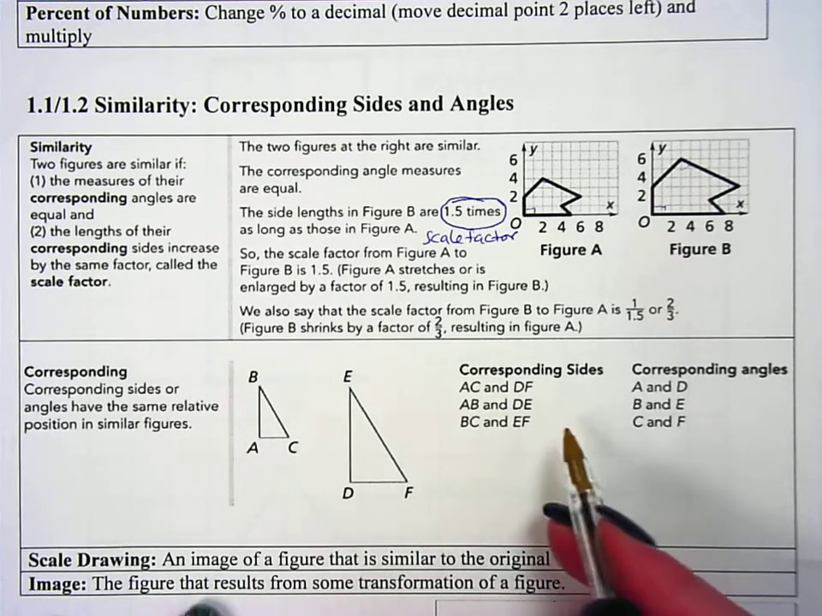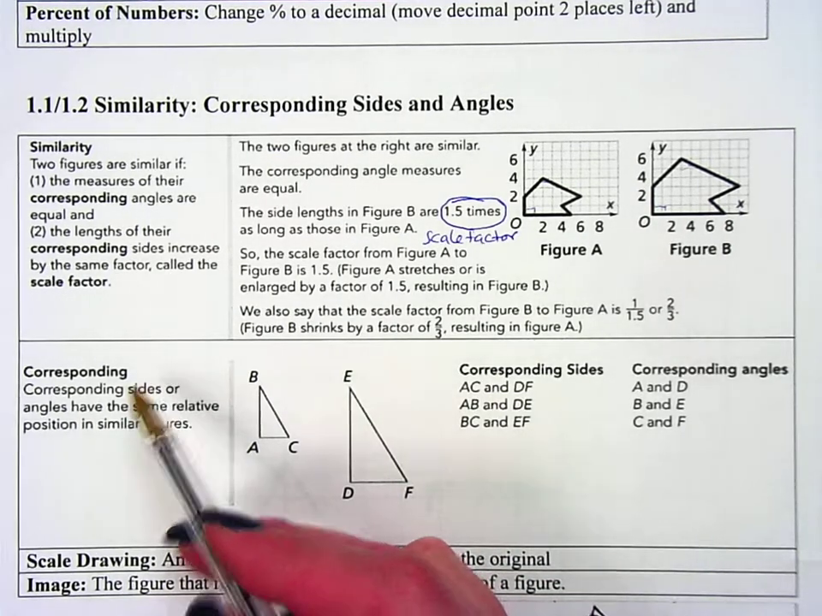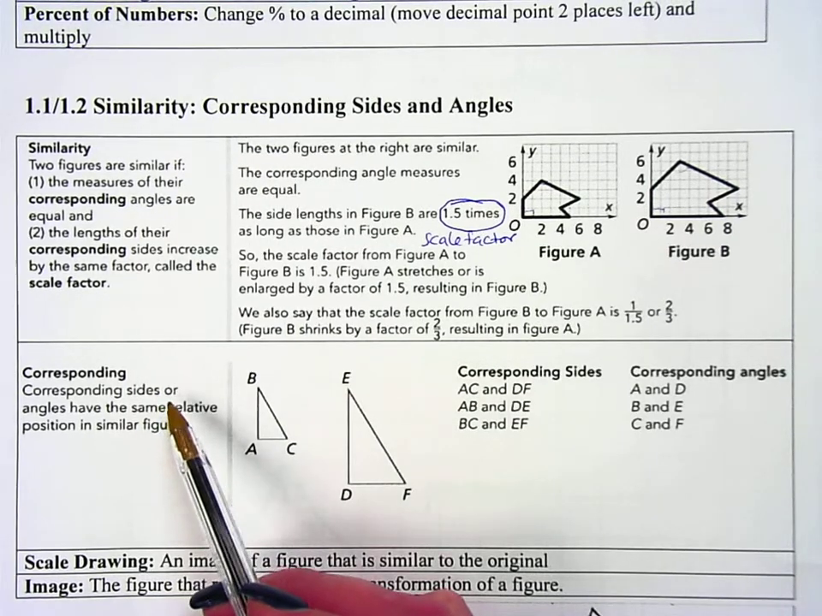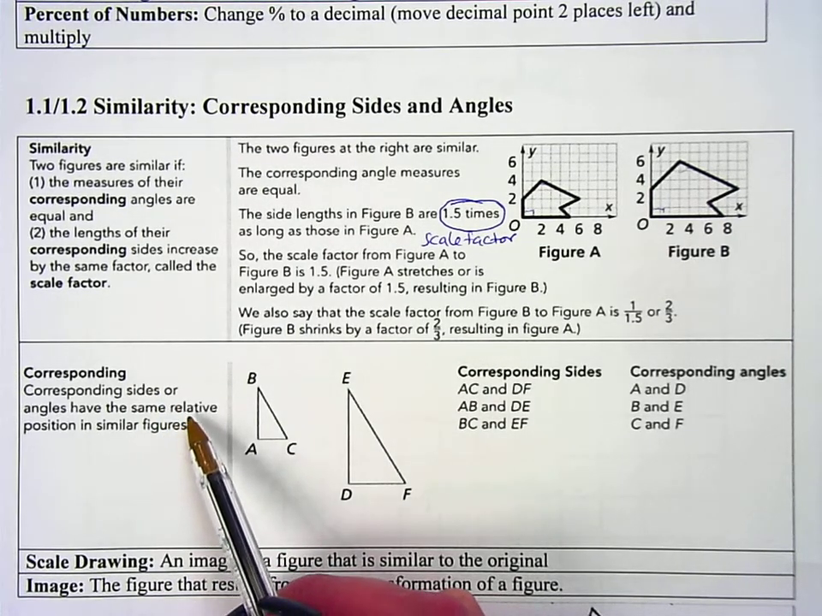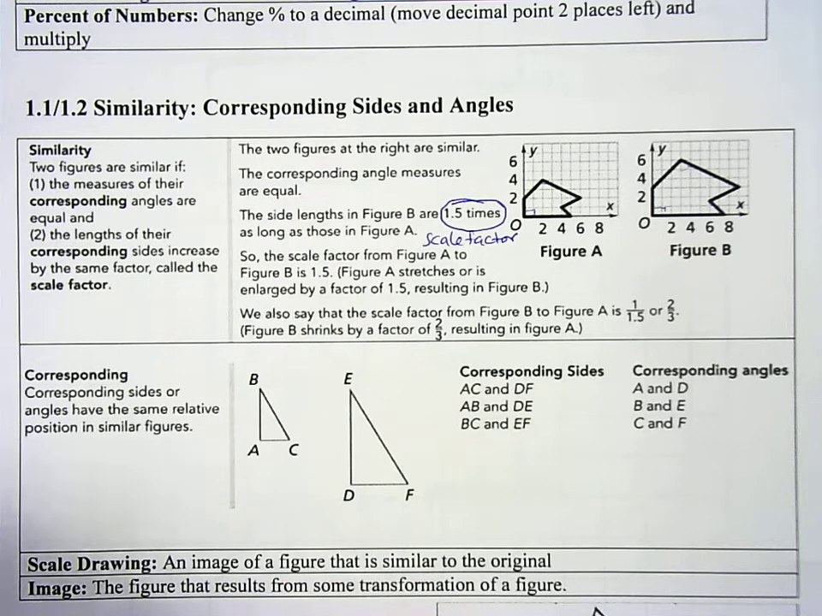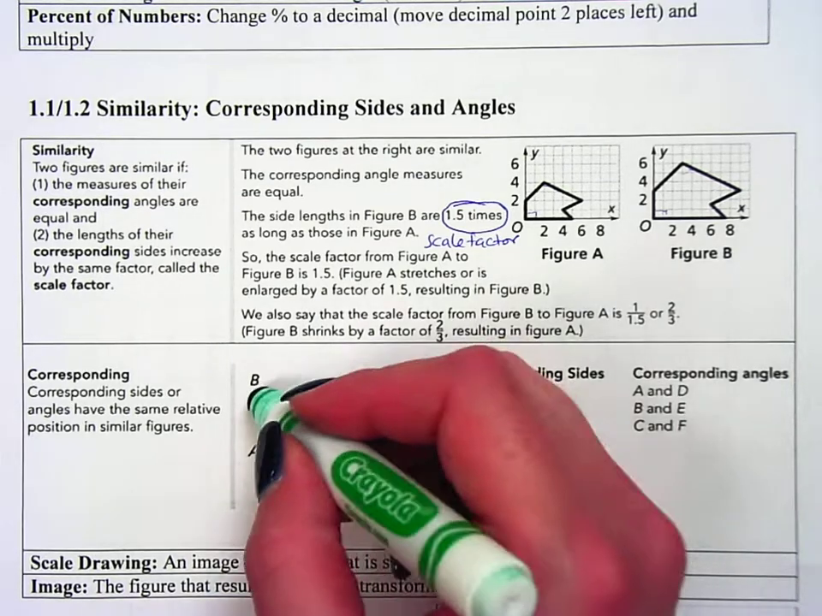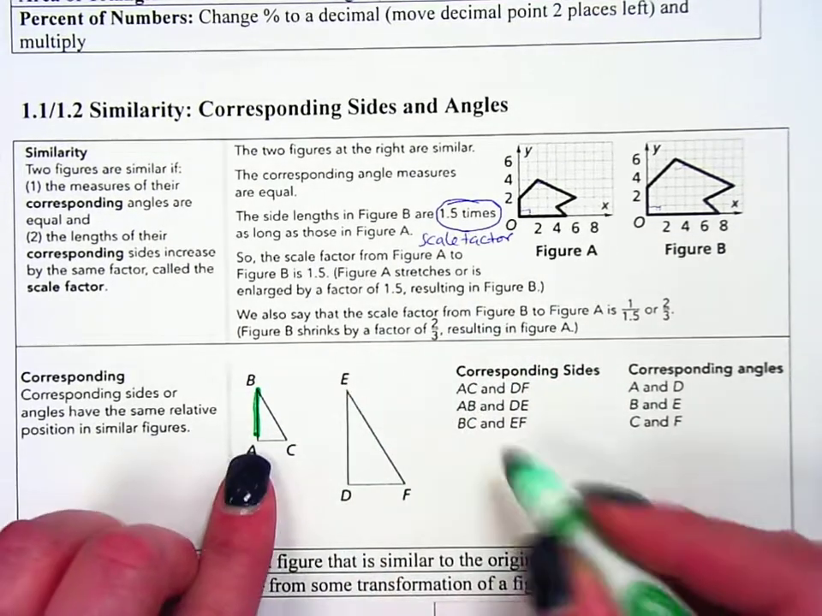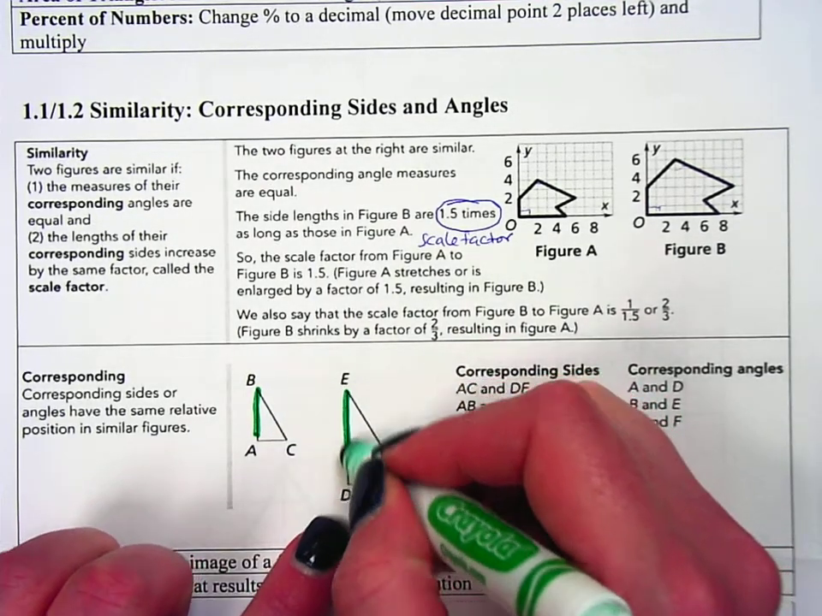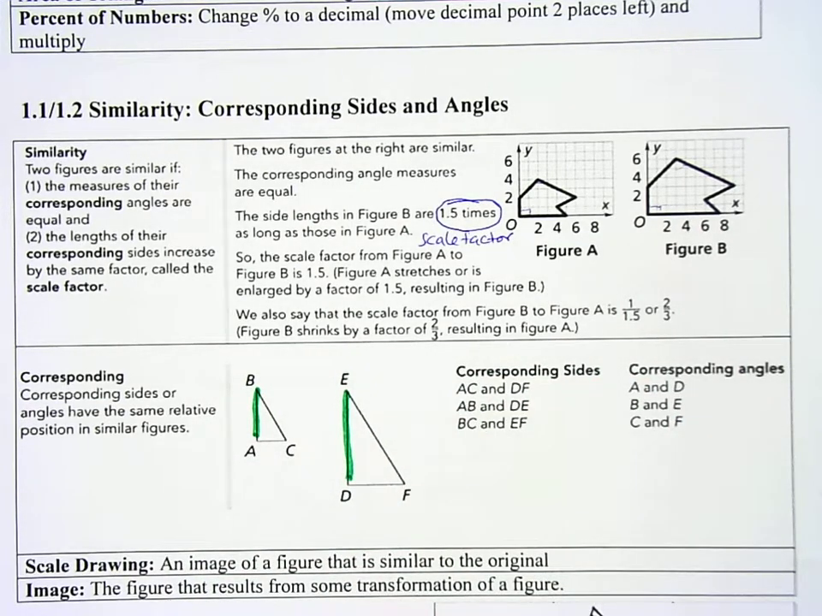Another important definition you need to know is corresponding. And this is the sides and the angles that have the same relative position in their figure. Okay, so when I go to determine my scale factor, I want to make sure I'm matching up the correct sides of my figure. As in, AB, that side corresponds to DE. So I'm looking for the same part of my picture. The sides that correspond are the ones that match up with each other.